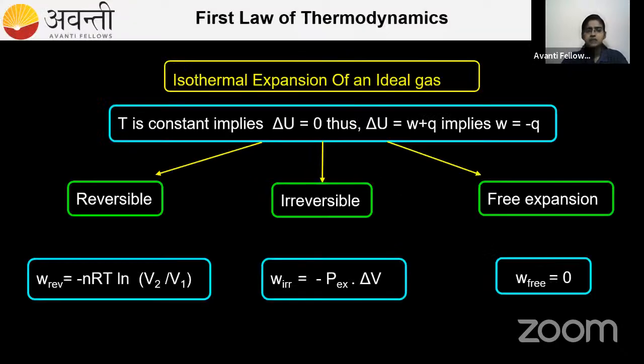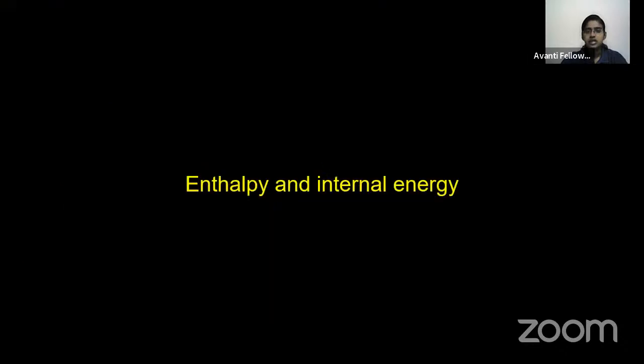Now coming to the expression of work, we have three processes: reversible, irreversible, and free expansion. Okay, for isothermal expansion of an ideal gas, we have to use these three formulas to find out the work done. For reversible, it is minus nRT into ln V2 by V1. And for irreversible, minus P external into delta V. And for free expansion, work done will be 0. So these three formulas you have to note and study, very important.